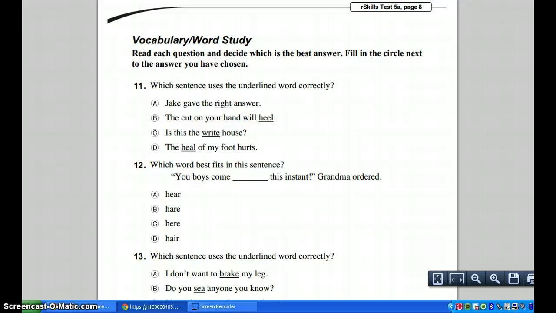B, the cut on your hand will heal. C, is this the right house? D, the heel of my foot hurts.